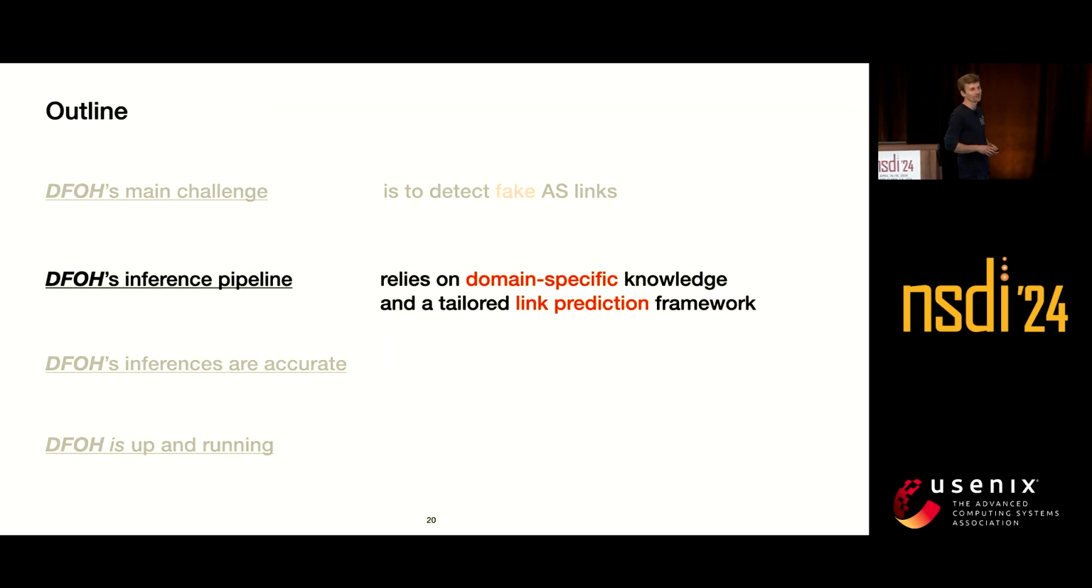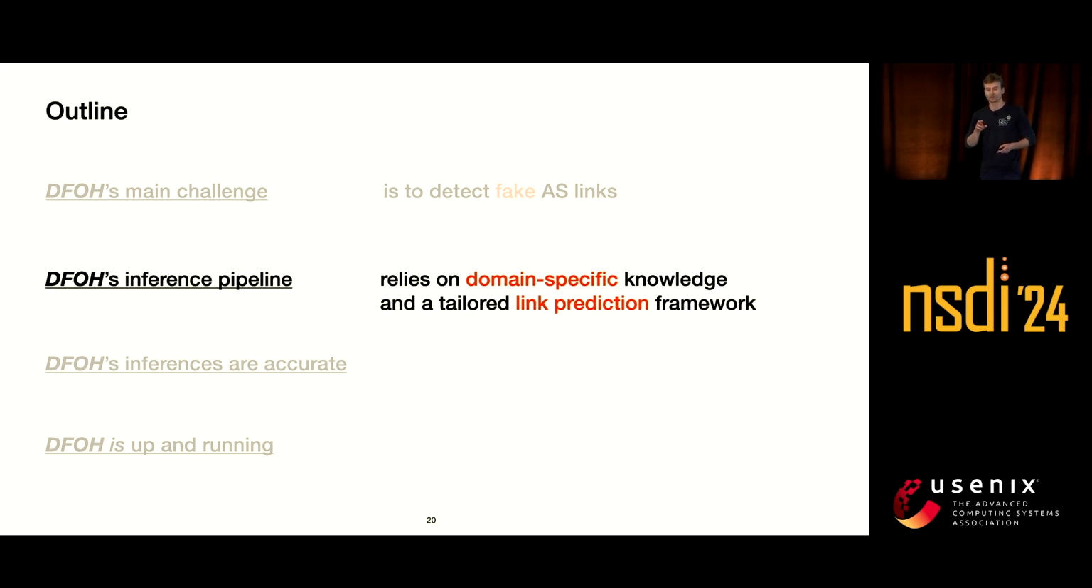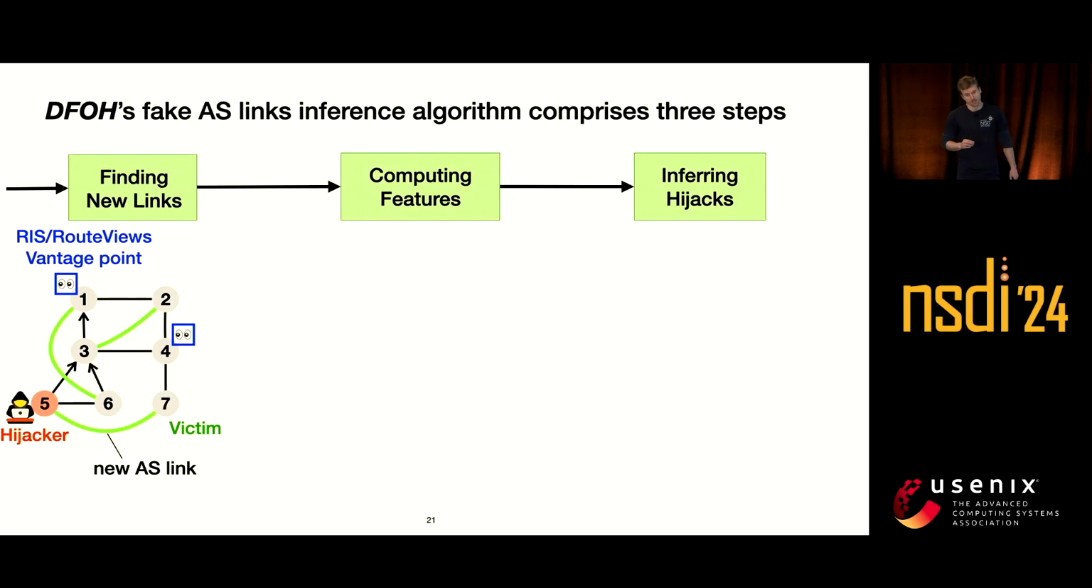Okay, so now I will explain to you how the inference pipeline works. It actually relies on two ingredients. First, domain-specific knowledge that we combine with a tailored link prediction algorithm. So this is the pipeline of our AS links, fake AS links inference.